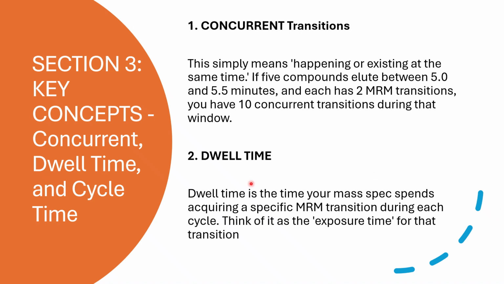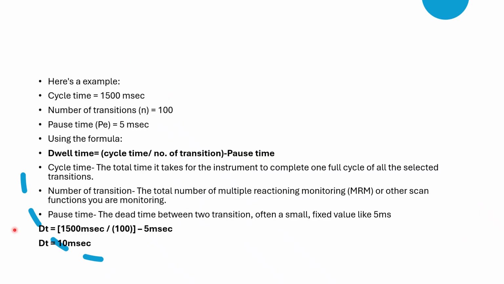And what is dwell time? Dwell time is the time your mass spec spends acquiring a specific MRM transition during each cycle. Think of it as the exposure time for that transition. Now here's an example. Suppose your cycle time is 1500 milliseconds, number of transitions is 100, pause time is 5 milliseconds. So using the formula, dwell time is equal to cycle time divided by the number of transitions, minus pause time.